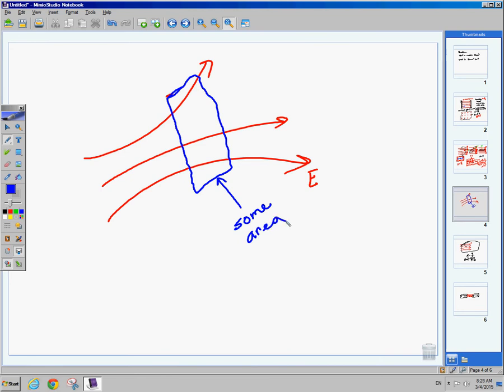Some area, like a handkerchief. Is that how you spell handkerchief? Put a D in there? Hand. Like that?